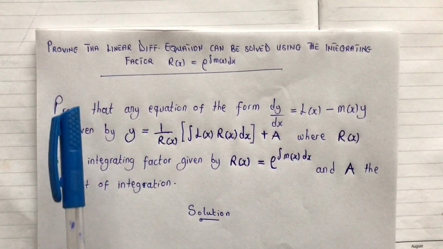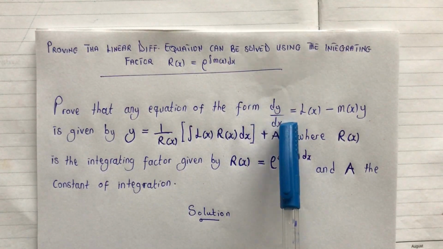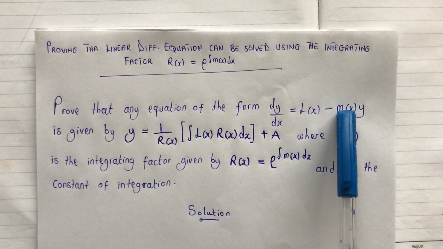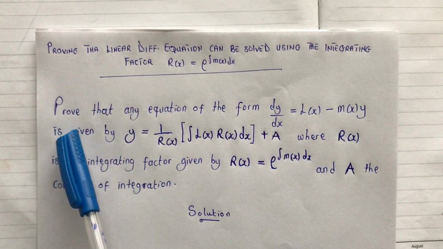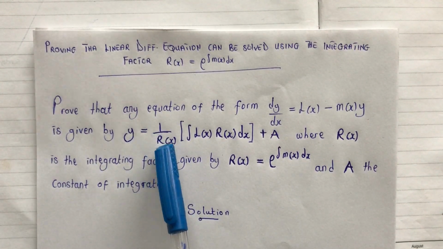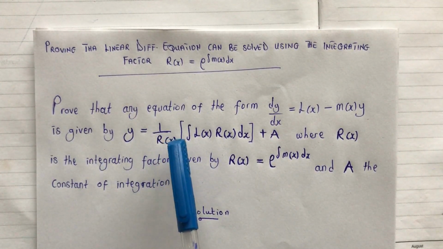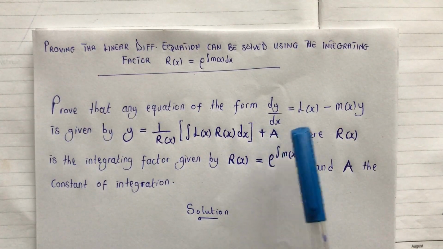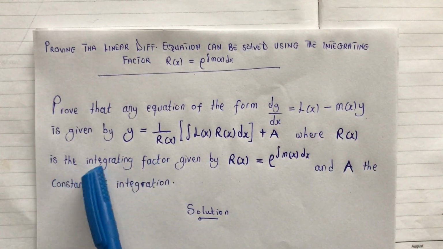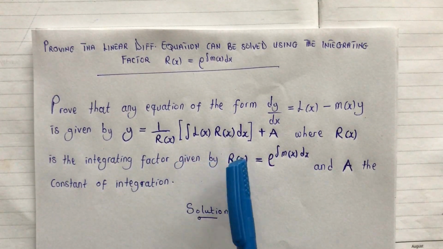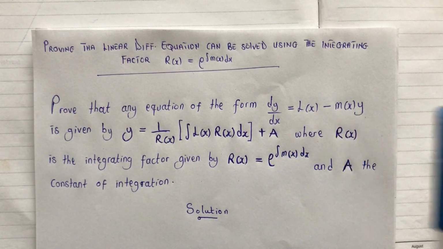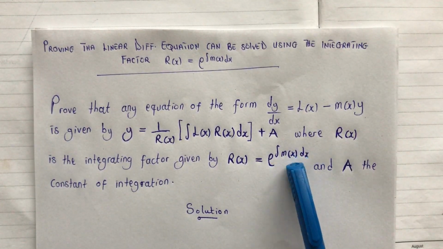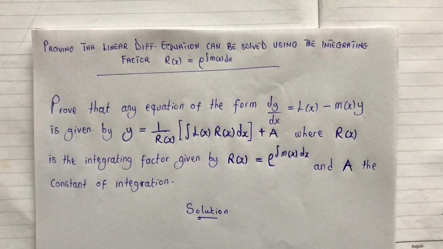The question says: prove that any equation of the form dy/dx equal to L of x minus m of x times y is given by y equals 1 over r of x, where r of x stands for the integrating factor, into bracket integral of L of x r of x dx plus A. A here is the constant of integration, where r of x is the integrating factor, which I already said, given by r of x equal to the exponential function to the exponent integral of m of x dx, and A the constant of integration.